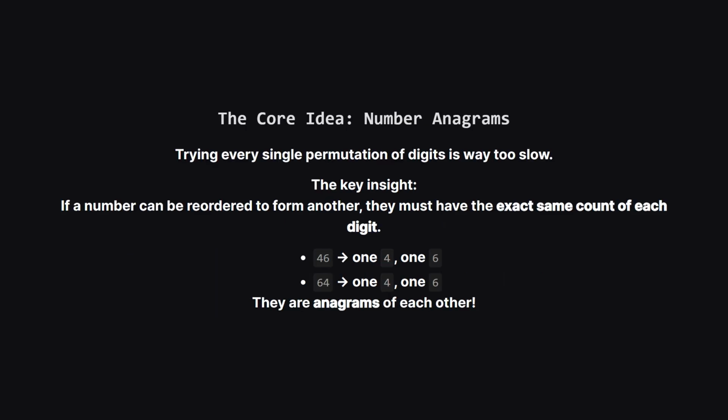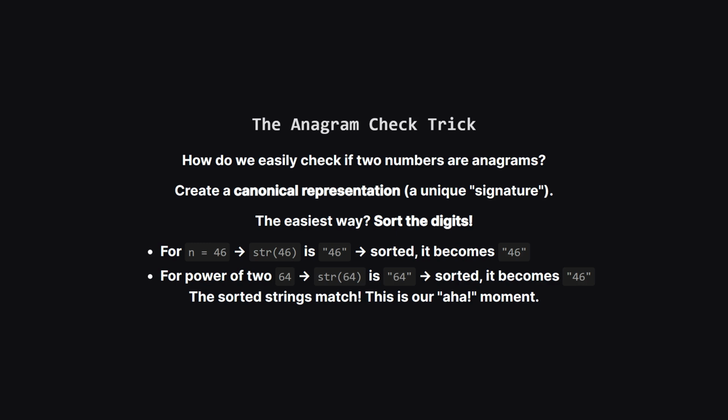So how do we solve this efficiently? The first idea might be to generate every possible rearrangement of the digits, but for a 10-digit number, that's billions of combinations, way too slow. The real trick is to realize that if two numbers are just rearrangements of each other's digits, they must have the exact same collection of digits, just like word anagrams. 46 and 64 are perfect examples. Both are made from a 4 and a 6. They're basically number anagrams.